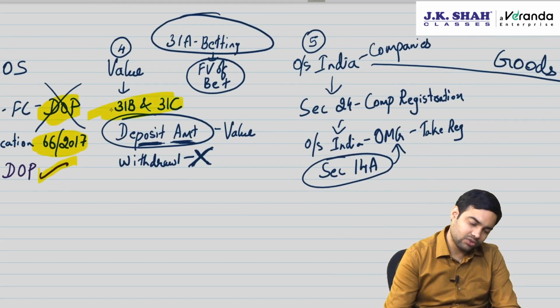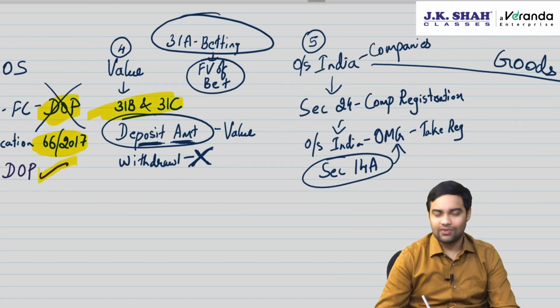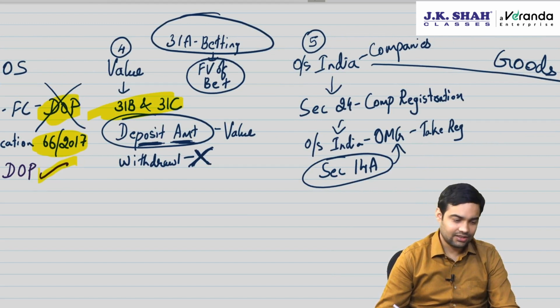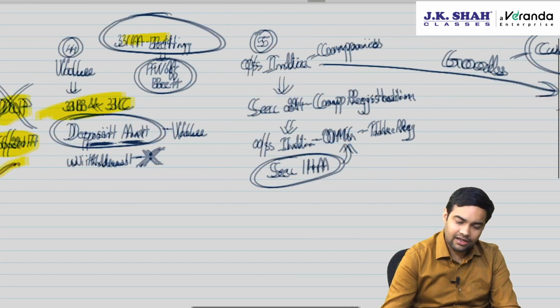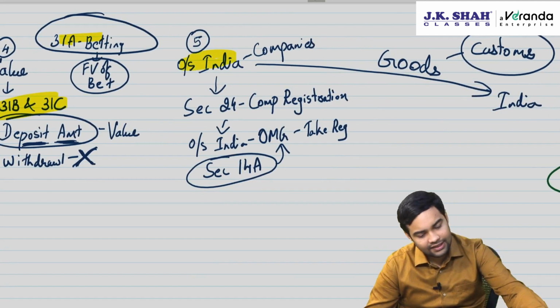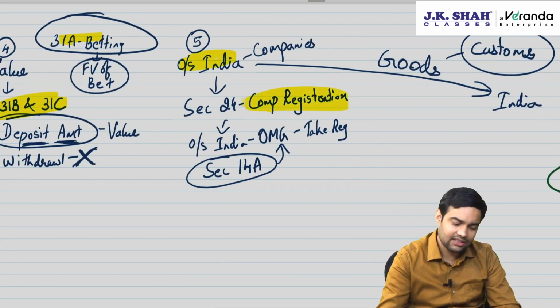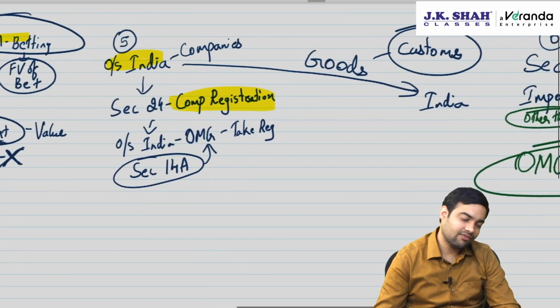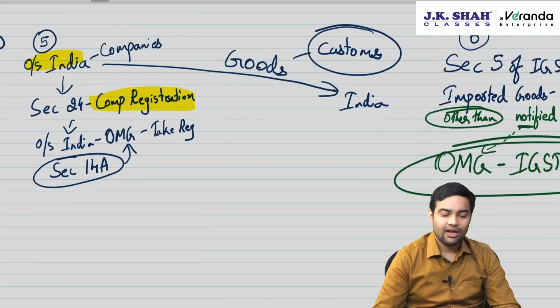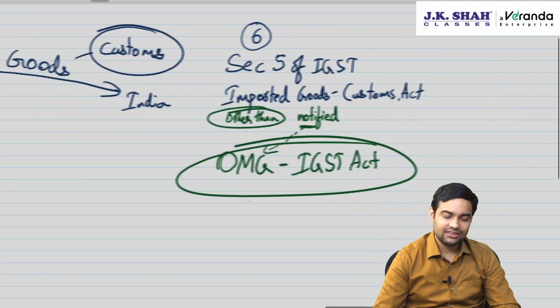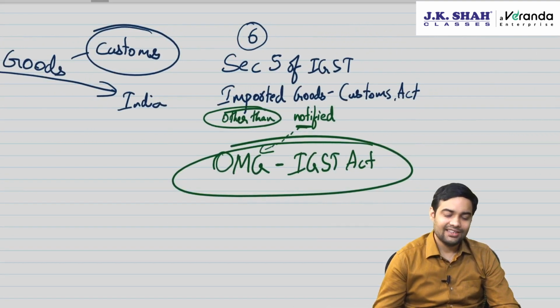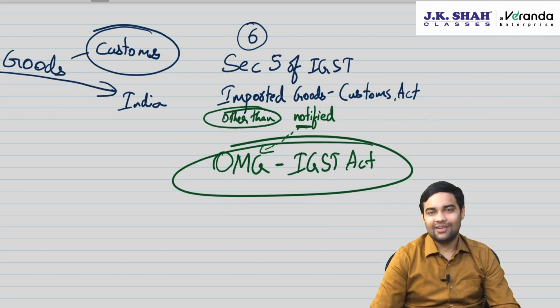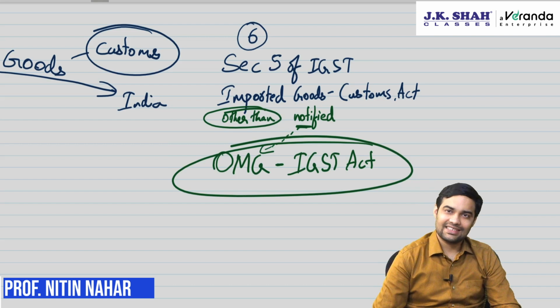Value is given under rule 31B and 31C. The deposit amount will be considered as value. Any withdrawal will not be considered for any deduction. Then outside India, if I go outside India, then what? Then I have to take compulsory registration. I don't have an option. But when I am supplying from outside India, whether customs law will apply or IGST Act will apply? IGST Act, because the charging section was amended to provide that IGST Act will be applicable. So they changed all this to bring online money gaming under the tax net.